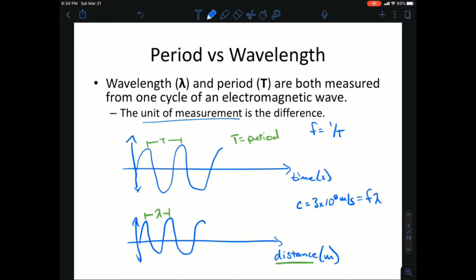So using those, we'll be able to do a lot more work later on, and we can also find, for example, if we had wavelength, we could eventually get over to figuring out what the period is, or if we started with the period, we could figure out what frequency is and then find out what the wavelength is from there.